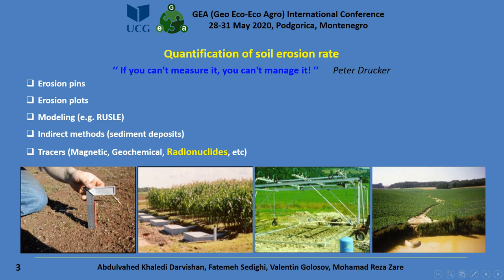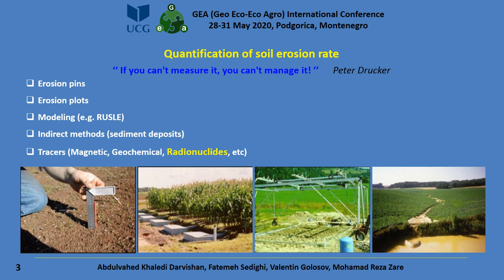There are at least five main groups of methods to do this: erosion pins, erosion plots, modeling, for example, the revised universal soil loss equation, I mean RUSLE, indirect methods, for example, measuring sediment deposits behind dams, and finally, using some tracers, for example, magnetic tracers, geochemical tracers, and radionuclides. After the Chernobyl accident, along with the explosions caused by nuclear tests and advances in nuclear sciences, researchers have been trying to examine the potential of fallout radionuclides as tracers for accurate estimation of soil erosion and redistribution.